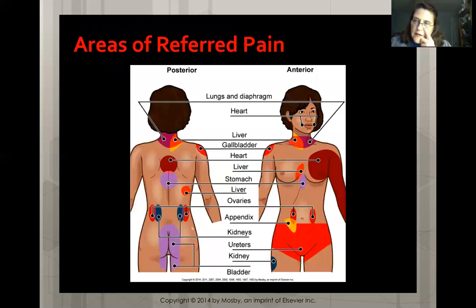This chart I left in because it shows areas of referred pain. I believe this is in your book. It's kind of interesting. I think everybody associates heart pain with left arm pain, jaw pain, and this illustrates that. There are also other areas listed on here that indicate associated areas of pain.